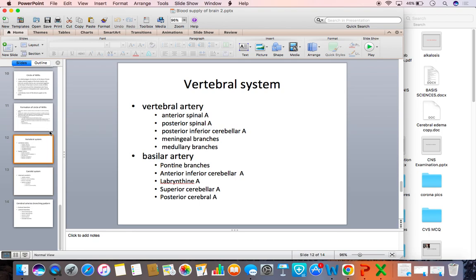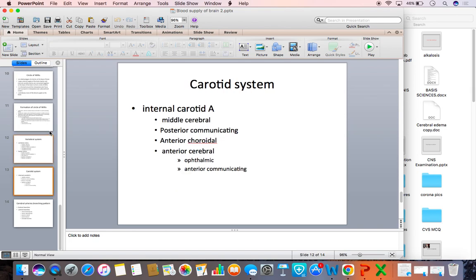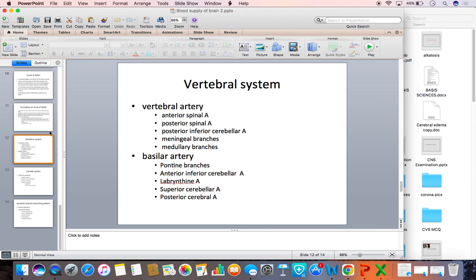Well, to know this, certain important branches of the vertebrobasilar system and carotid system. Vertebral artery gives rise to anterior spinal artery and posterior spinal arteries to supply the spinal cord. Posterior inferior cerebellar artery supplies the cerebellum through the inferior cerebellar peduncle. There are meningeal branches given by the vertebral arteries, and it also gives rise to medullary branches.